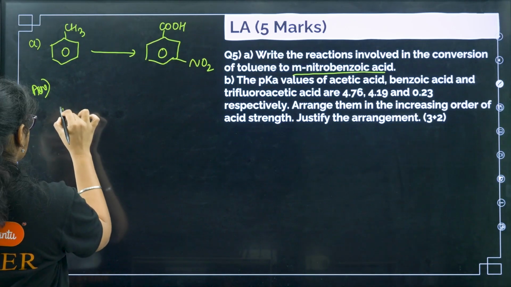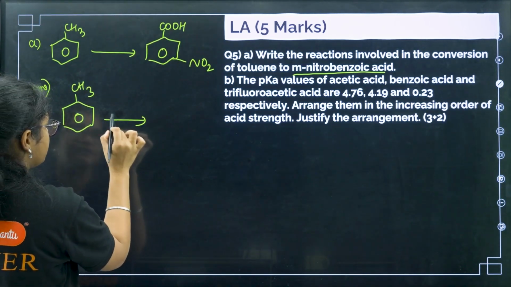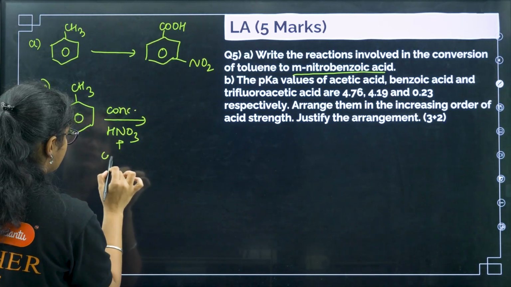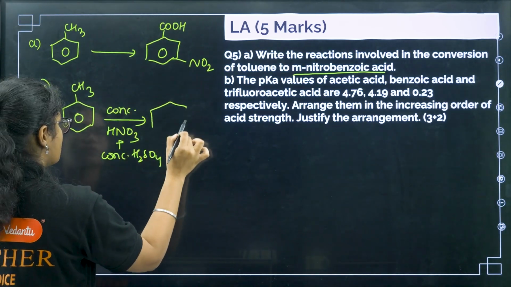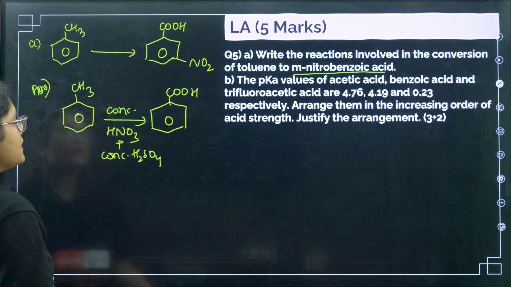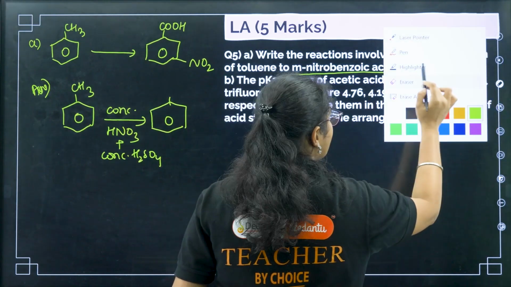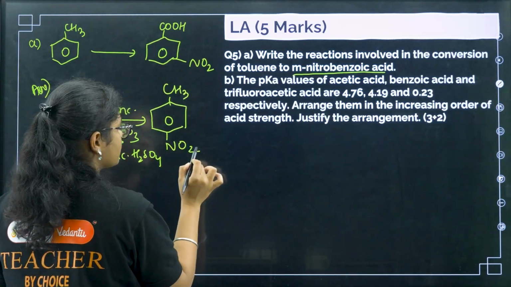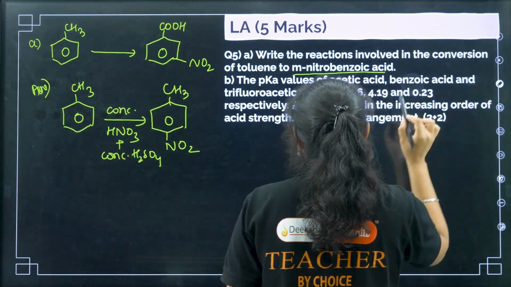What I am saying, let me just tell you, if I do nitration first, for nitration what is required? Concentrated HNO3 and concentrated H2SO4. If I do this, what will I get? The nitro group will be substituted at ortho and para positions, so we will get a product like this. We will never get the meta product. So that is why this step is wrong. Doing nitration first is wrong.